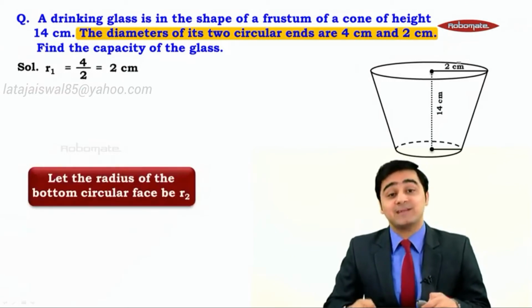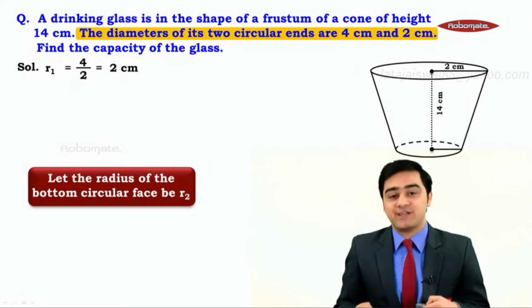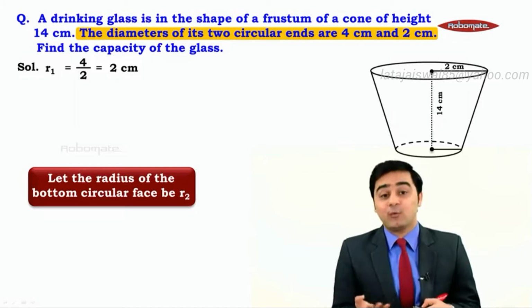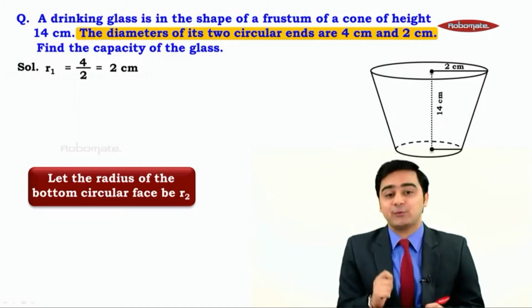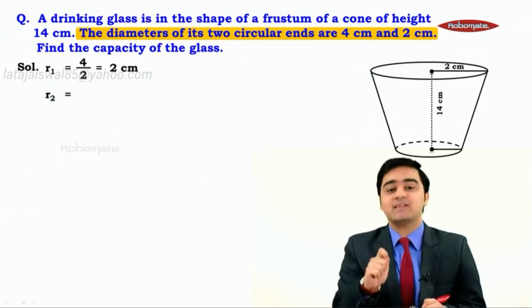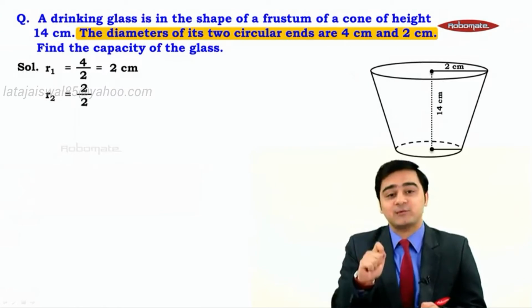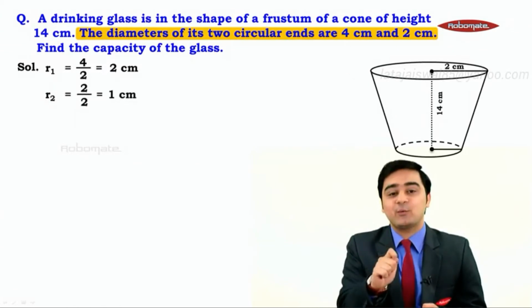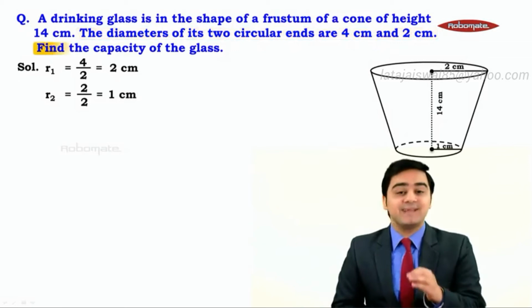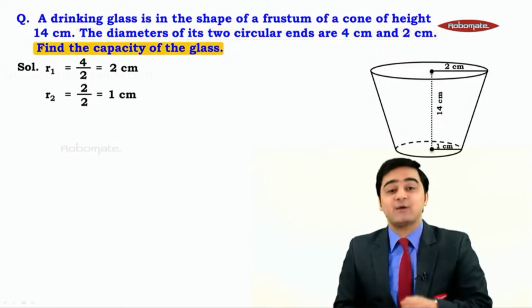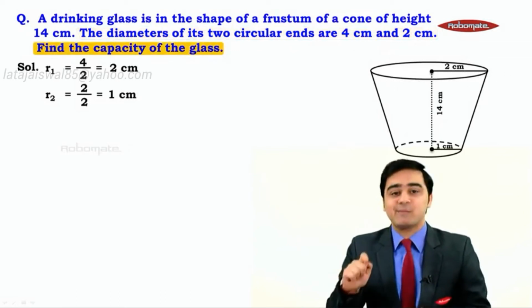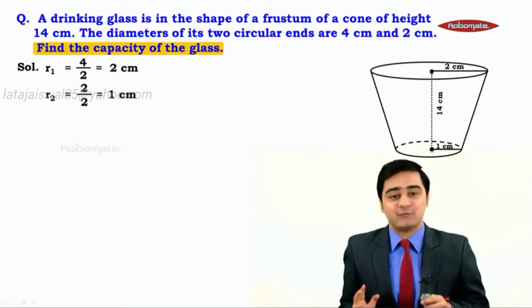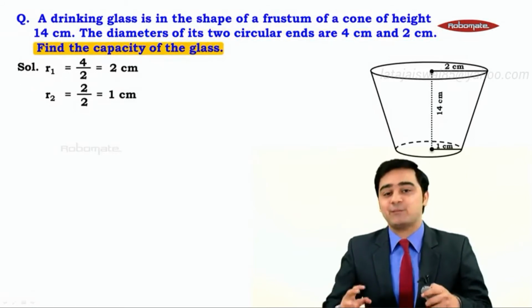Now let us assume that the radius of the bottom circular face of the frustum of the cone is R2. So we can say R2 is equal to diameter upon 2, which is 2 upon 2, and it is equal to 1 centimeter. It says that find the capacity of the glass. Capacity simply means volume. So now we have to find volume of frustum of the cone.